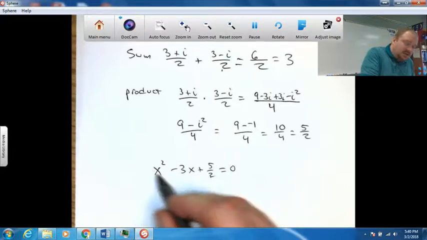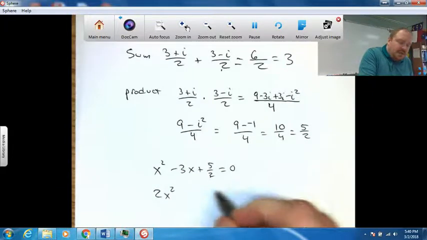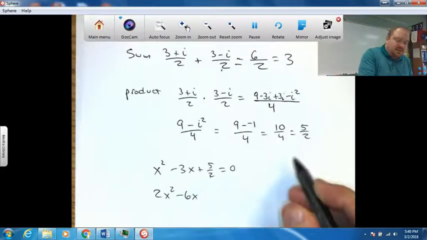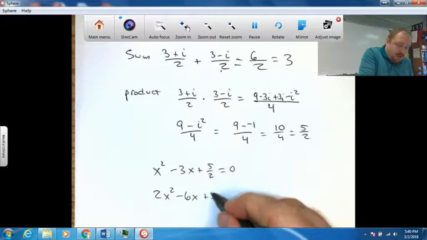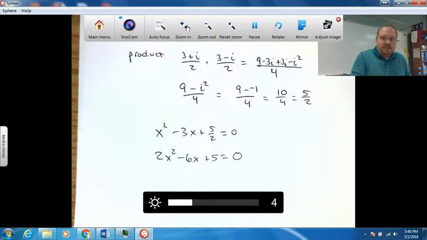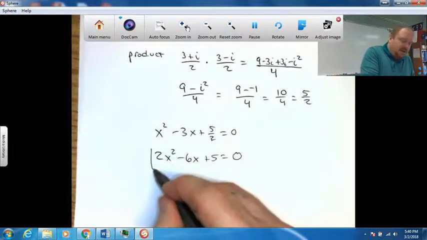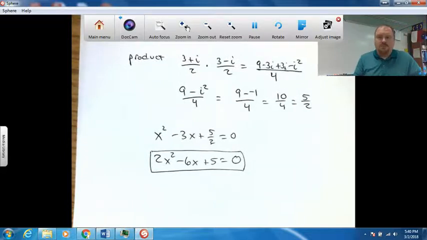So I'll get 2 times x squared is 2x squared. 2 times negative 3 is negative 6x. 2 times 5 halves is 5. And 2 times 0 is 0. This is my equation. That's what I'm looking for.